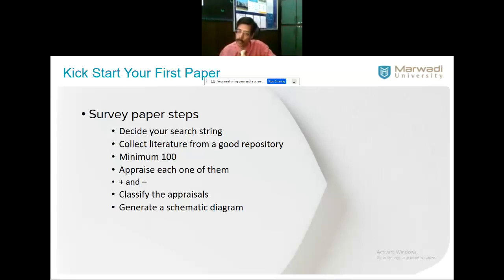IEEE Xplore is one thing, or Scopus is one thing. ResearchGate is something like that. So you find out that repository and collect some papers. The sample size here is 100. The sample size I am referring to, with respect to the solid papers we have collected, is minimum 100 papers you have to collect for a survey, right?